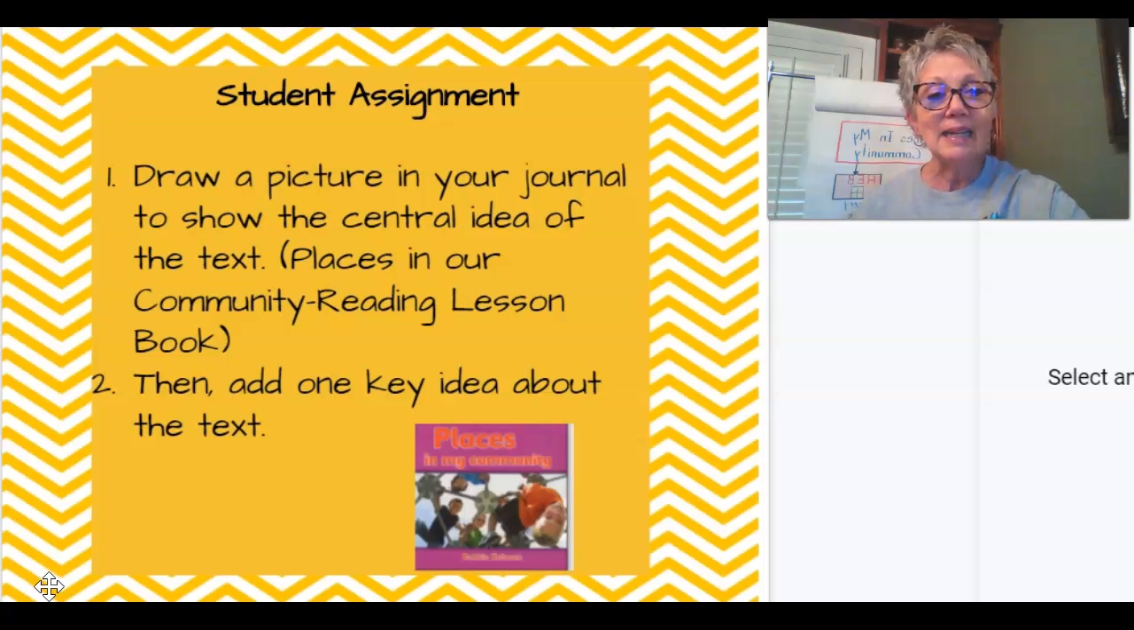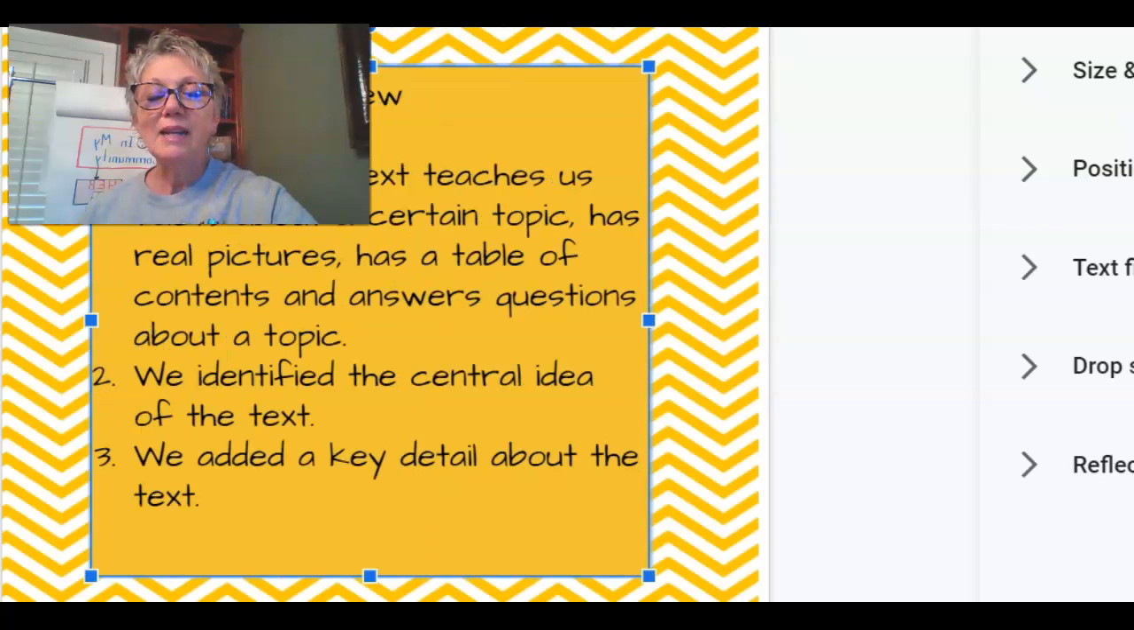Great job today. Now let's review what we've learned. Let's review. Informational text teaches us facts about a certain topic, has real pictures, has a table of contents, and answers questions about a topic. We identified the central idea of the text today. We said that it was about places in our community, and we added a key detail about the text.